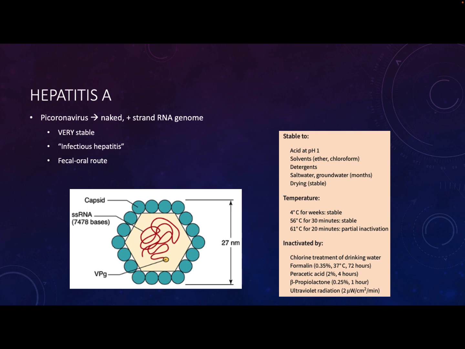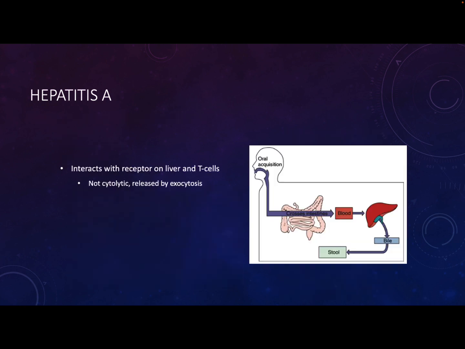Okay. Hepatitis A is also sometimes called acute hepatitis. This one doesn't usually persist in the host. So it's acquired through ingestion because it is fecal-oral. You get it? It is not usually cytolytic, which naked viruses often are because they cause the host cell to burst. Instead, it's released by exocytosis, so it just kind of gets exported out of the cell.